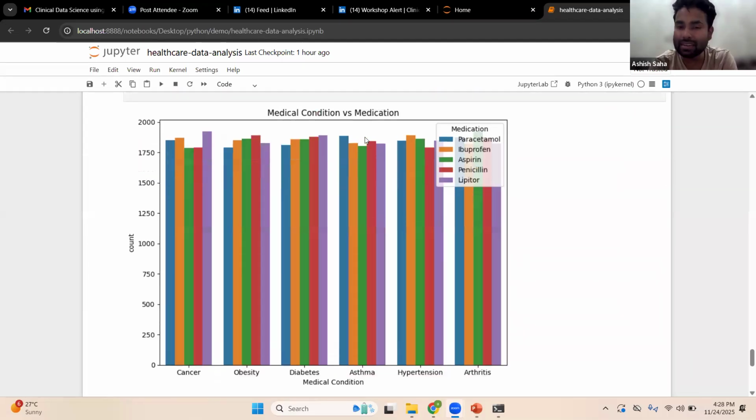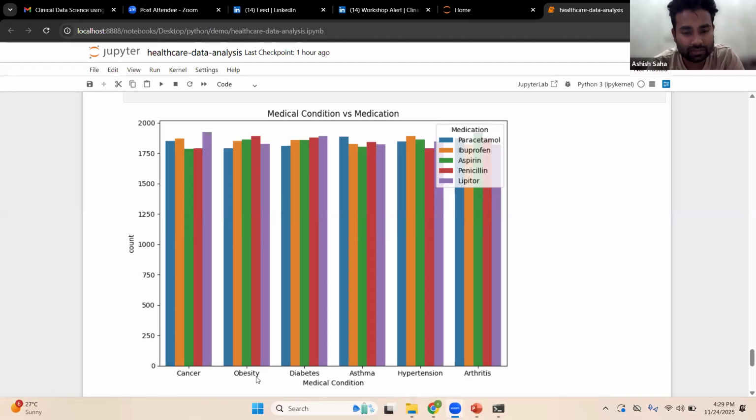The next one is medical condition versus medication. If I look at the medication, you can see most of the people with cancer are taking lipid type medicine. Lipid type medicine is mostly required in cancer cases, right? In cancer cases, we give paracetamol, aspirin, penicillin, and Lipitor. But I found that in my hospital, in cancer cases, maximum medicine is Lipitor. So let me keep most of Lipitor, because it is an emergency and highly important medicine.